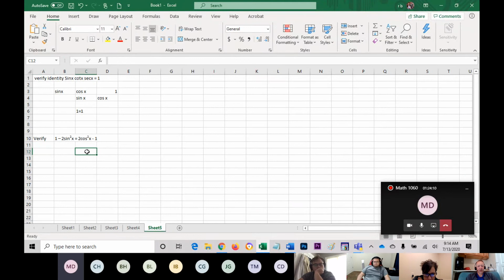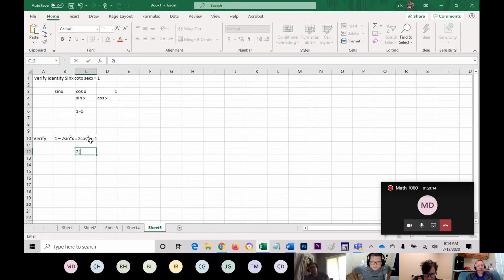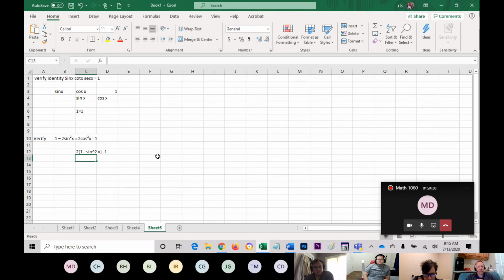So we're going to rewrite the cosine squared as 2 times what? 1 minus sine squared of x, right? Oh, right. I still got my minus 1. Now what?